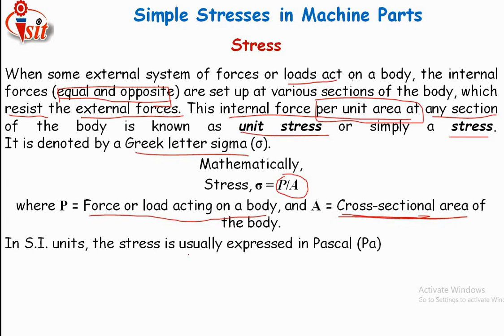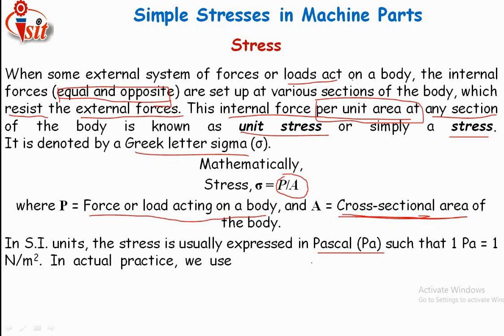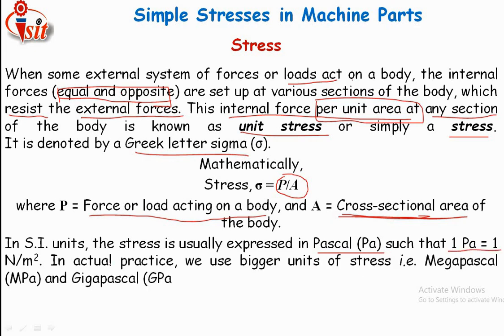The SI unit of stress is the Pascal. In general, the stress is expressed in Pascal, and we have a relationship: 1 Pascal is equal to 1 Newton per meter square. Keep in mind, it is required at the time of solving the problems. This is the most important relationship. Many times the students get confused with the conversions. That's why the students feel that the problems are difficult. You always keep in mind conversions are very important.